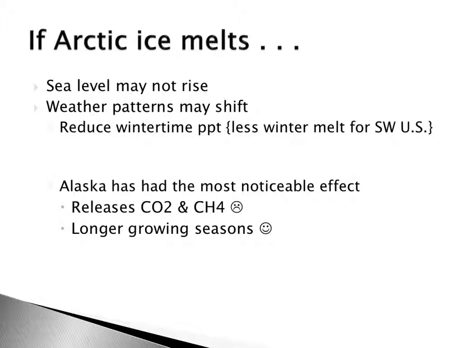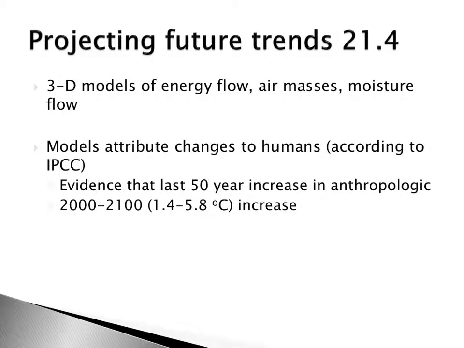If you look at climate in the last few years, Alaska's climate actually suffers in the wintertime. So how do we project future trends? That's a big question. We can use 3D models of energy flow. We can use air masses, moisture flow models. According to the IPCC, we have evidence that the last 50-year increase is anthropogenic. In other words, as we deforest, as we burn more fossil fuels, we know that's contributing to this. No doubt carbon dioxide is holding heat.